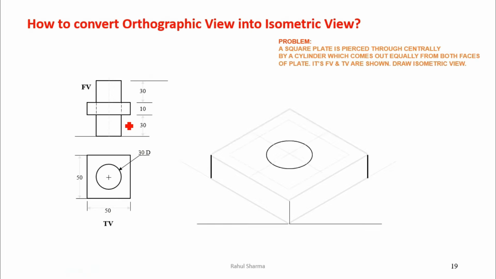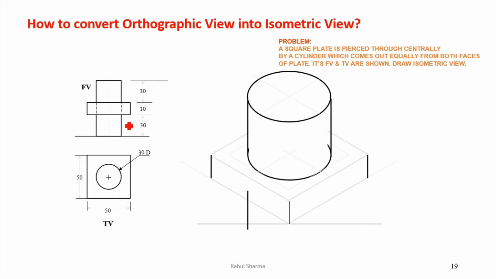Then a cylinder is passing in upward direction like this and in downward direction like this. After that we have to darken the given object only, means whatever the visible part also. So this is the view, how we draw, how we convert.